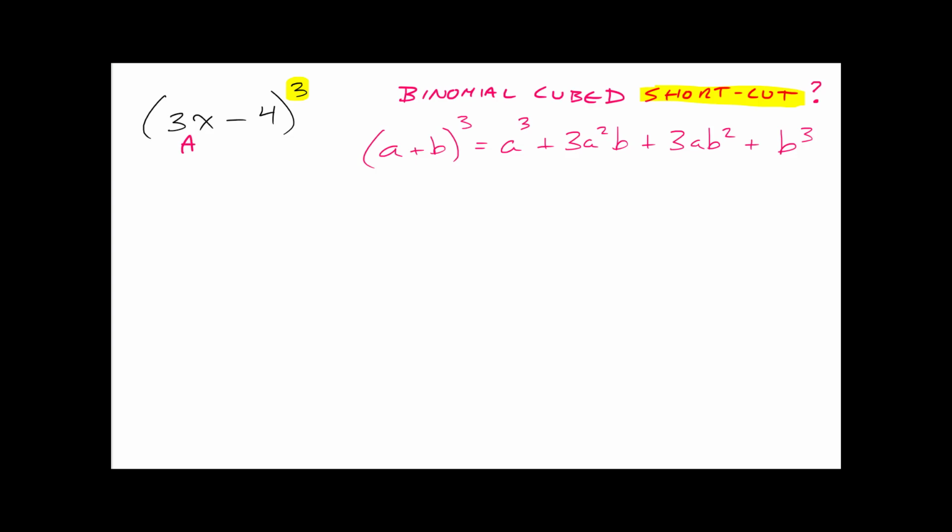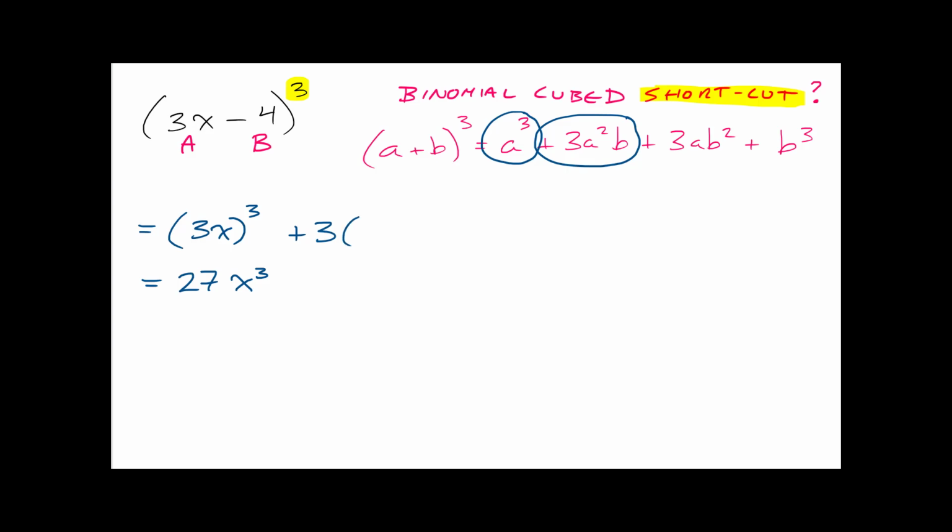So in this case, the 3x would be our a, and b would be the negative or minus 4. So remember, we got to include that negative when we do that. Okay, so let's start by doing a cubed. All right, so a is 3x, and we want to cube it. So 3 cubed, 3 times 3 times 3 is 27. X cubed is x cubed. Next, 3 times a squared times b. Okay, so we go 3 times 3x squared times negative 4. So we got to be careful here, right?